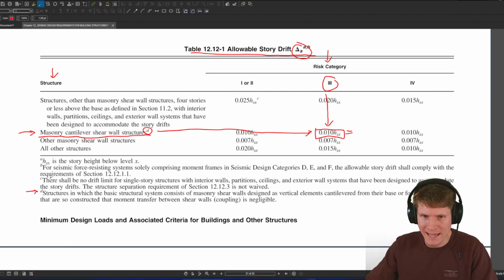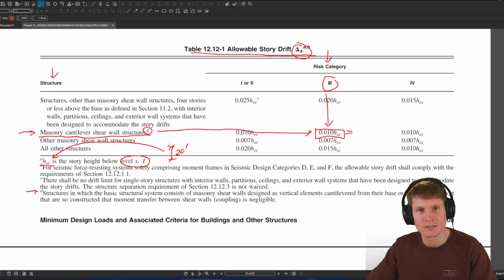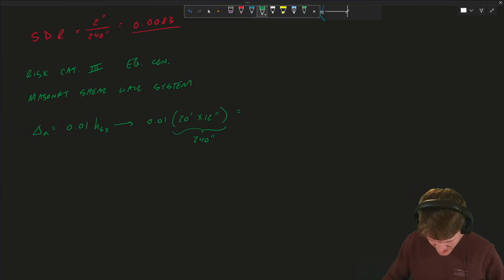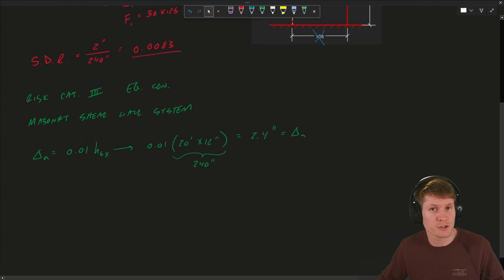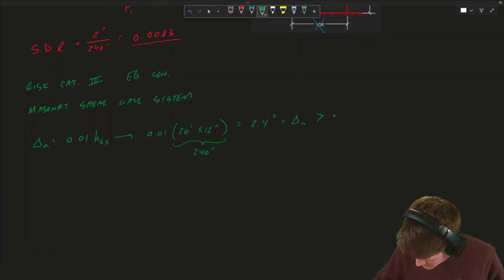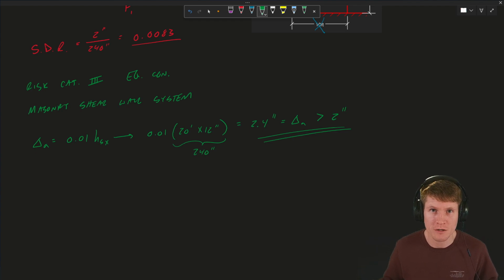Well, H sub Sx in the footnotes here is the story height below level X. We know we have level 1 that we are considering, so we need that 20-foot dimension to plug in for H sub Sx. So let's head back and do that. All that plugged in spits out 2.4 inches, which equals delta sub A. Well, we can compare against the number of inches or displacement of the structure that was given in the problem. So 2 inches is less than our allowable story drift per code, so we know that we have a code compliant structure from a drift perspective.